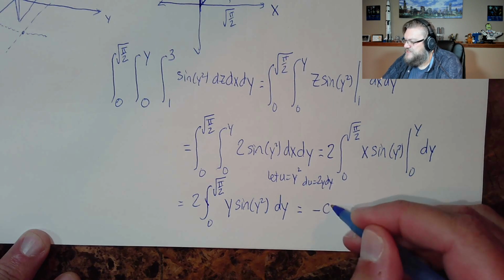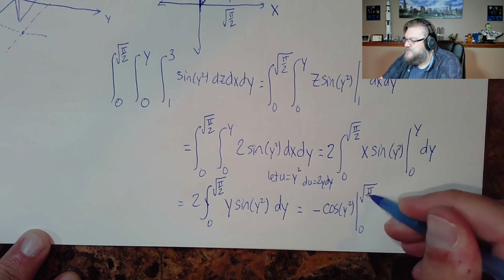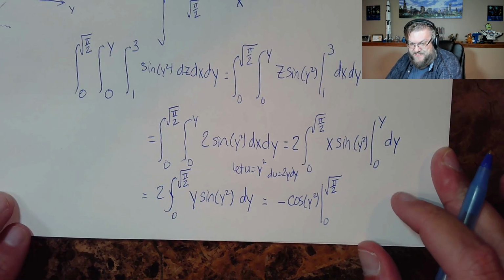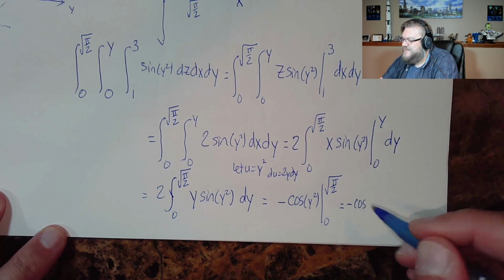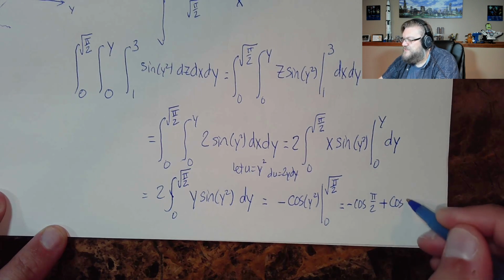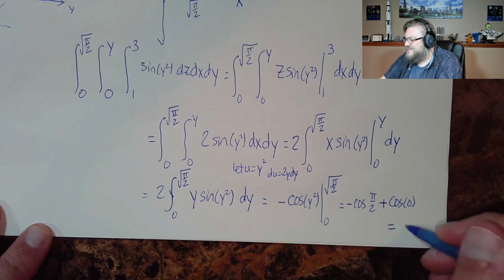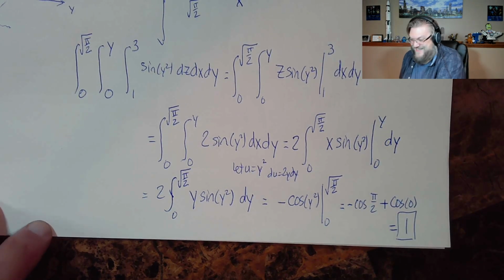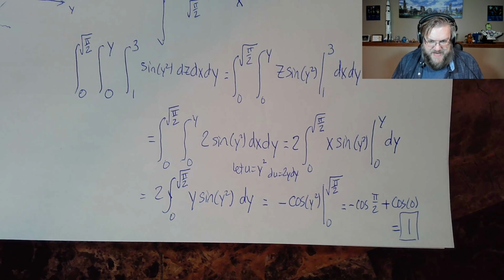So I'm going to get negative cosine of y squared, evaluated from 0 to the square root of pi over 2. And now all of a sudden the square root of pi over 2 makes a lot of sense. Just check out what's going to happen here. I'm going to plug this in. I get negative cosine of pi over 2 minus a minus cosine of 0. Cosine of pi over 2 is 0. Cosine of 0 is 1. This silly thing is 1. The triple integral of that is 1. Interesting.